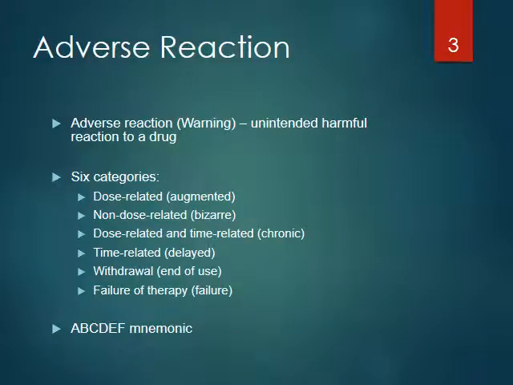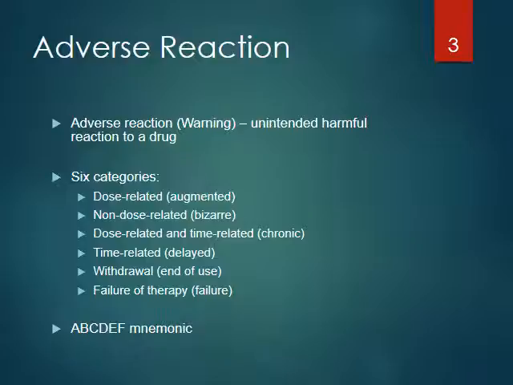You can break down adverse reactions into several different categories, and you use this A, B, C, D, E, F mnemonic in order to keep the different types in your mind. So the 6 categories that we'll go over include those that are dose related. Those will be augmented effects that you see from the drugs. That's the A there. You can have these idiosyncratic non-dose related effects, bizarre for B. You can have those that are dose related and time related, so these are going to be more for chronic reactions that occur to medications over a longer period of time.